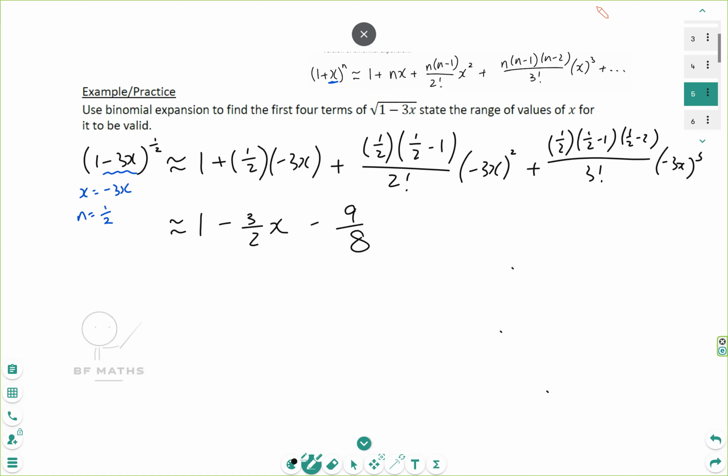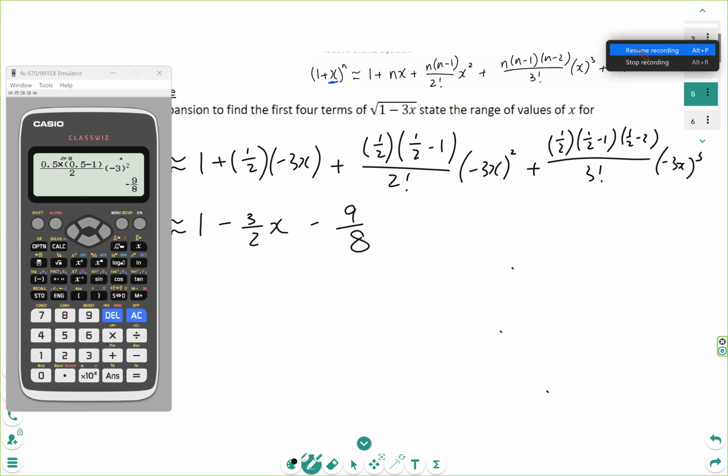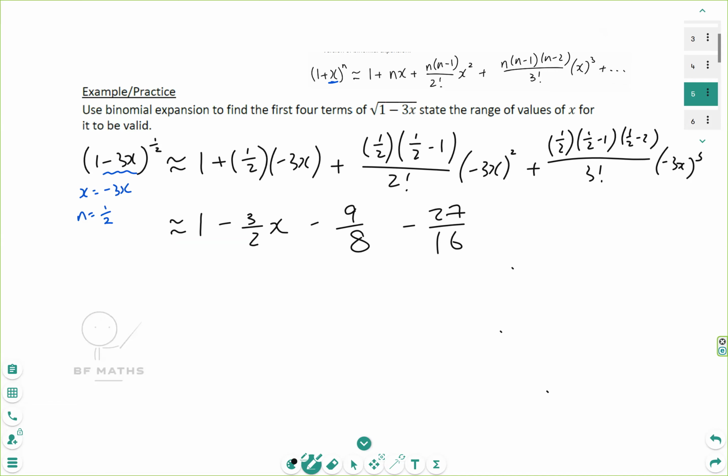Okay, then that way it's fail-proof. Next one, fraction, 0.5 times (0.5 minus 1), as long as you put it in the calculator correctly, obviously, times (0.5 minus 2). So you're not doing anything in your head. Just do it, trust your calculator. Over 3 factorial. So 3 factorial is just 3 times 2 times 1. And then bracket, minus 3 cubed. Minus 27 over 16, and then x cubed. Oh, I forgot x squared in here.